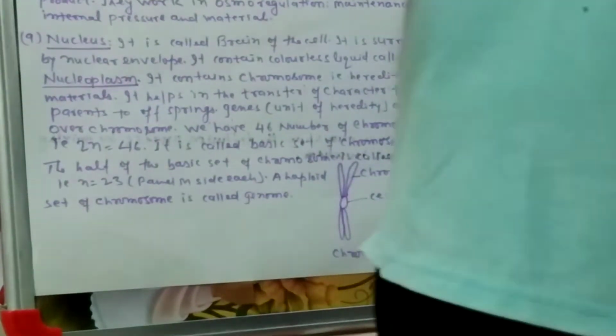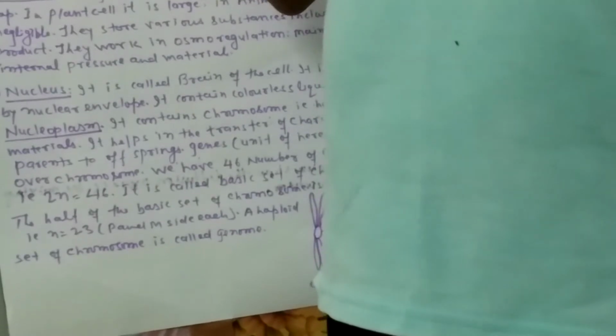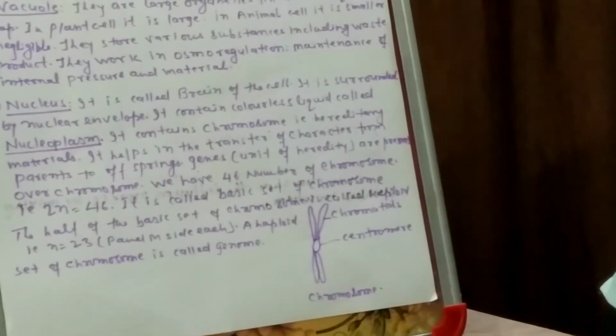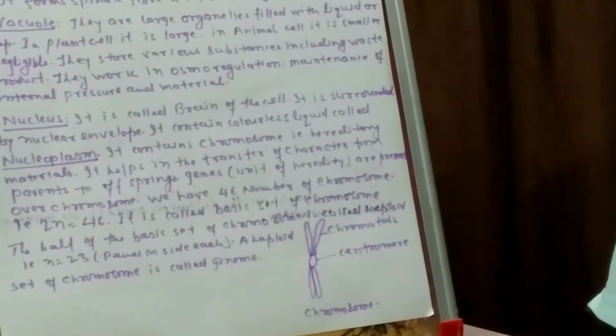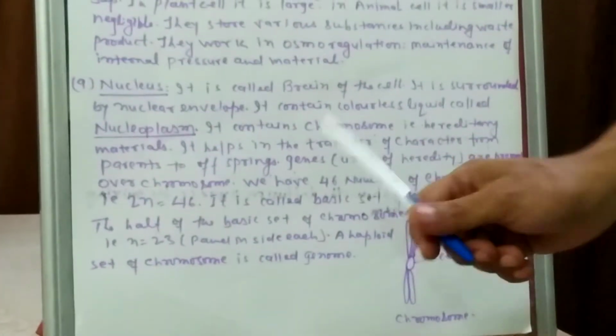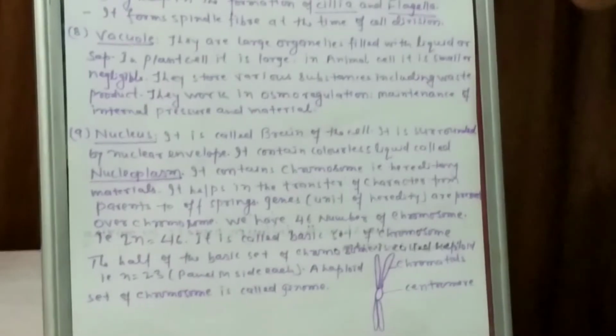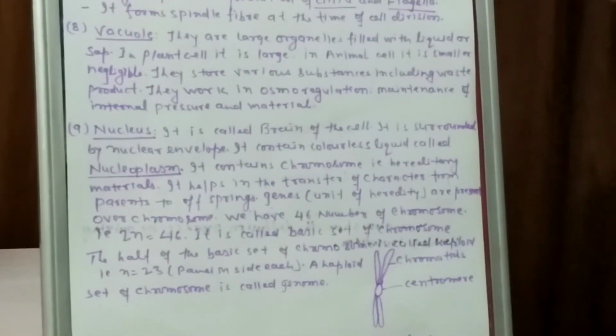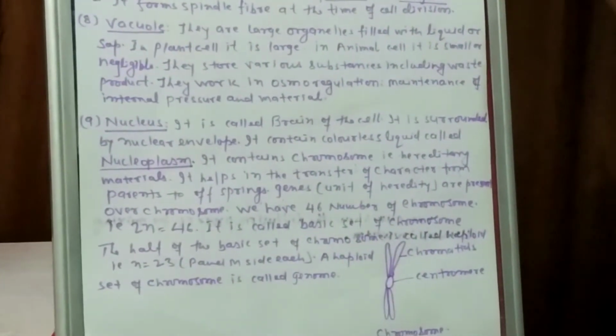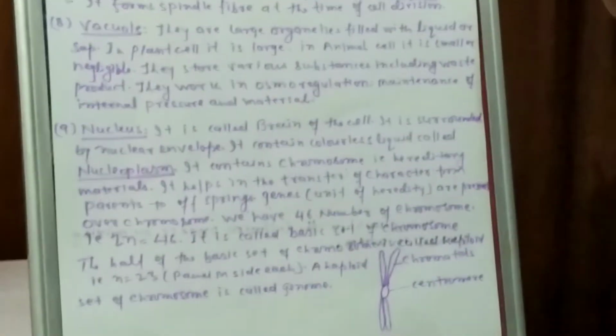As we know, each and every individual has a fixed number of chromosomes. We have 46 chromosomes, and these 46 chromosomes remain in pairs. That is 2n equal to 46. It means the basic set of chromosomes is 46. And these basic sets come, one from the maternal side and one from the paternal side. So it becomes 2n equal to 46.